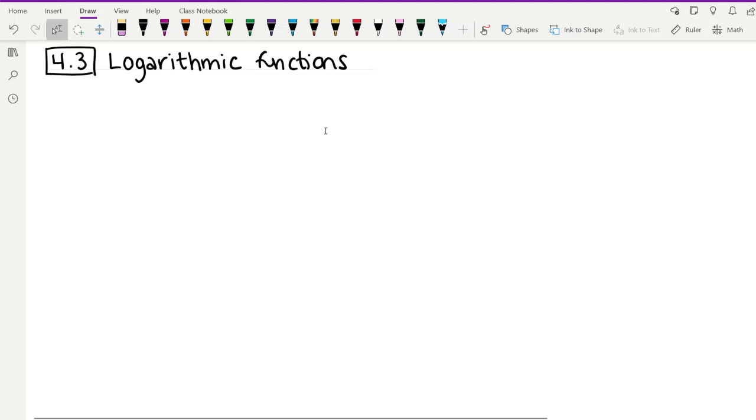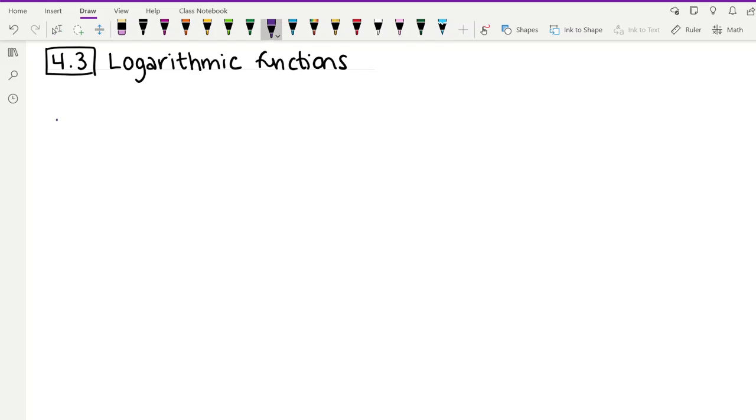Hi everyone. So in our last video, we learned about logarithms and how to evaluate them. So in this video, we're going to be looking at functions that incorporate logarithms, and those functions are called logarithmic functions. So the main focus of this video is going to be on what the graphs of logarithmic functions look like. So kind of like when we learned about exponential functions, becoming familiar with the general shape of logarithmic functions and where they have asymptotes, things like that.